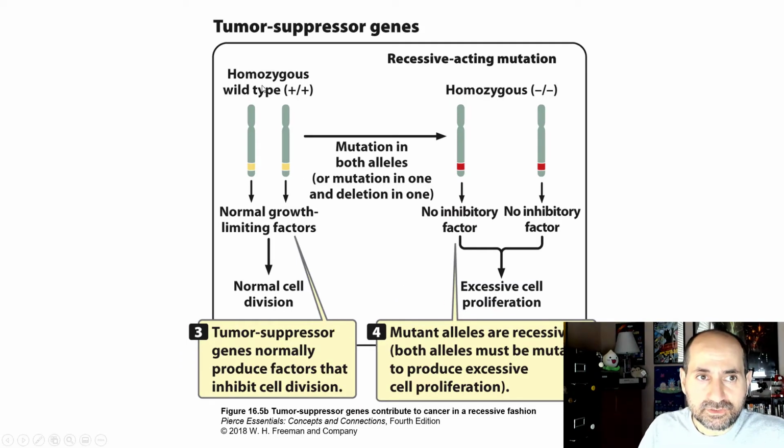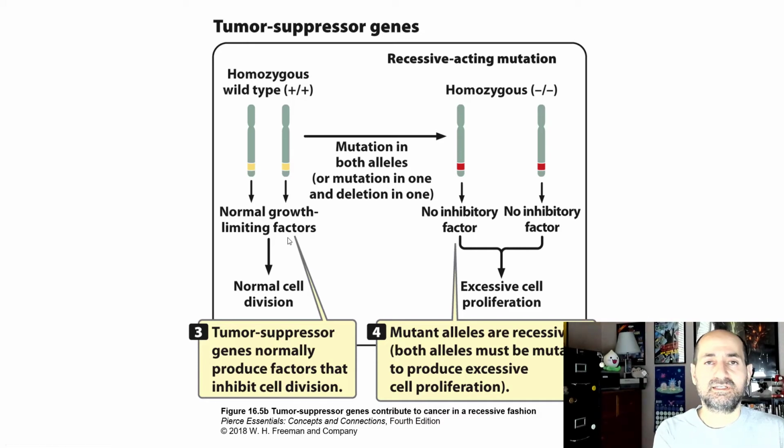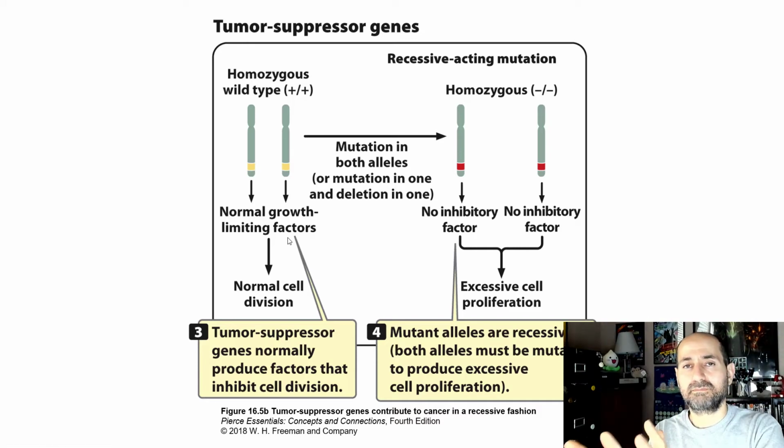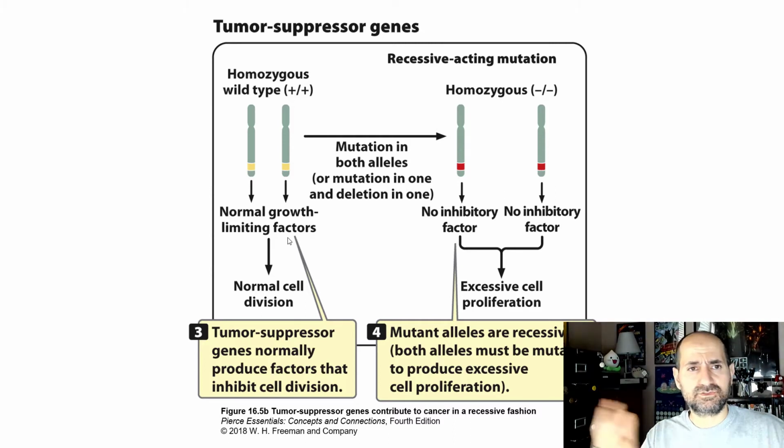Now with tumor suppressor genes, on the other hand, remember these alleles, these yellow alleles, are going to code for normal growth limiting factors. Policemen, they say, hey, don't divide, there's something wrong with the DNA. Hey, don't divide, there's something wrong with the microtubules, right? Or hey, don't divide, there's no growth signal.